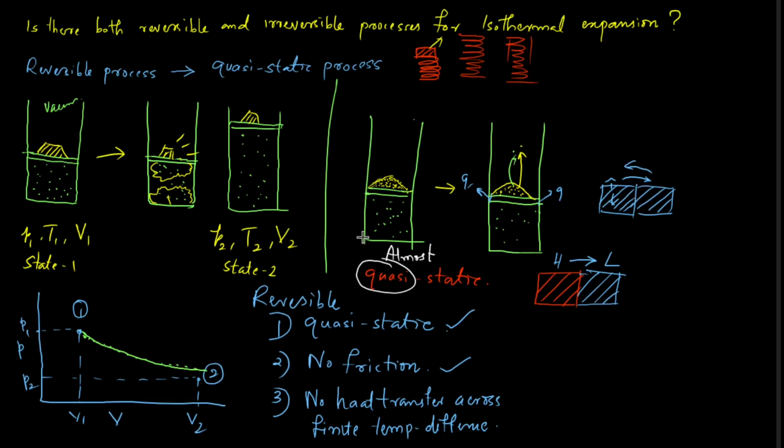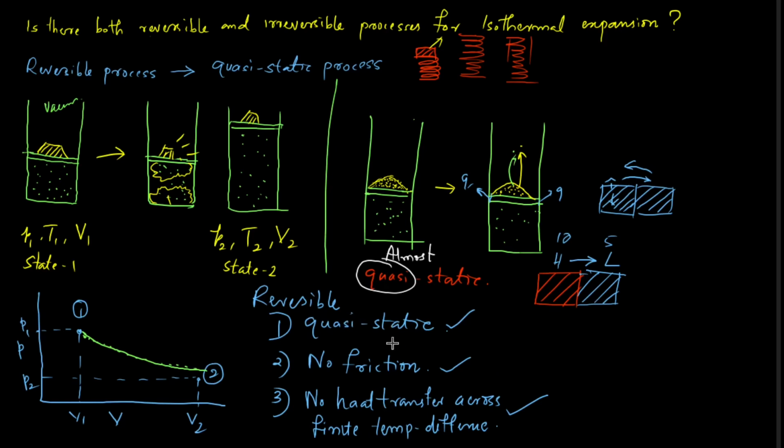But if there is a finite temperature difference, let us say we have 10 degrees and 5 degrees, then there is a 5 degree difference. That type of heat transfer is not reversible. So if there is such a type of heat transfer in the system, then that process also will be irreversible. So if these three conditions are satisfied, then only we can have a reversible process.